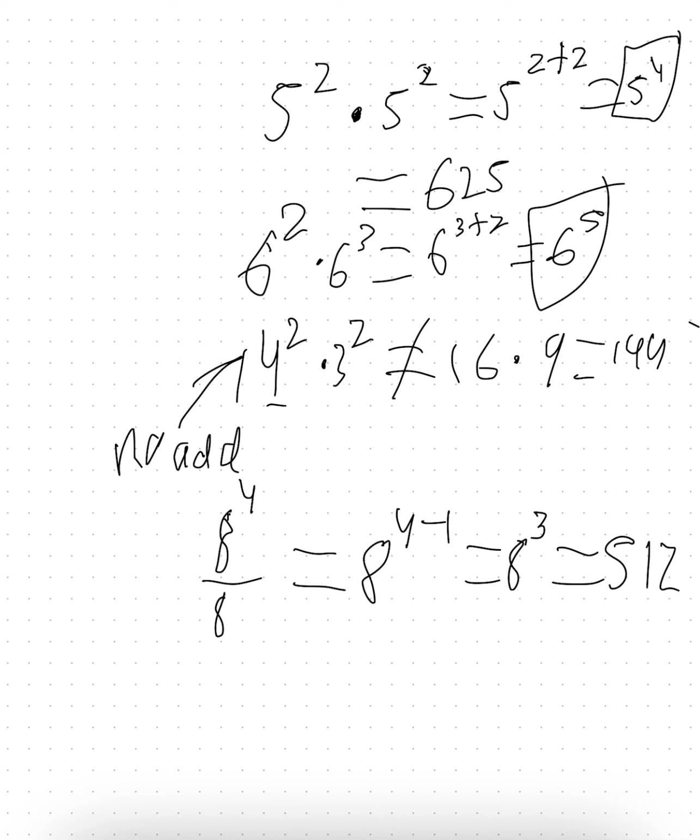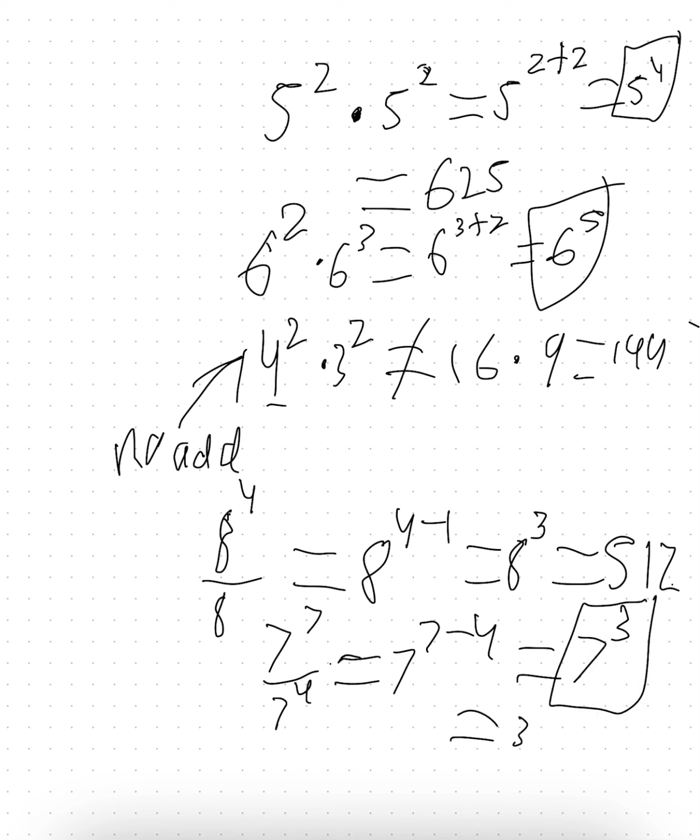Now let's try another one. Let's do 7 to the 7th over 7 to the 4th. What does that equal to? I want you to try that on your own. Well, this equals 7 to the 7 minus 4 power, which equals 7 to the 3rd power. And that equals 343. Okay?